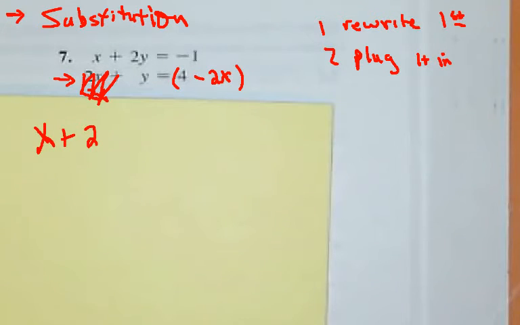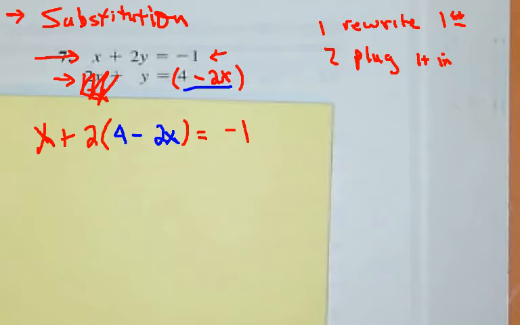I'm just rewriting this first equation here: x plus 2 times y, except I know that y is really this guy right here, so I'm going to write 4 minus 2x. Yay! And I didn't finish my sentence. x plus 2y equals negative 1. So I have to do this side here: equals negative 1.